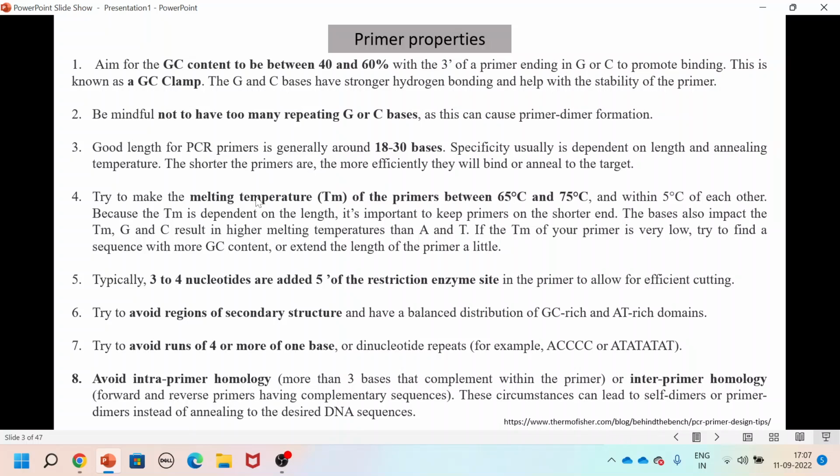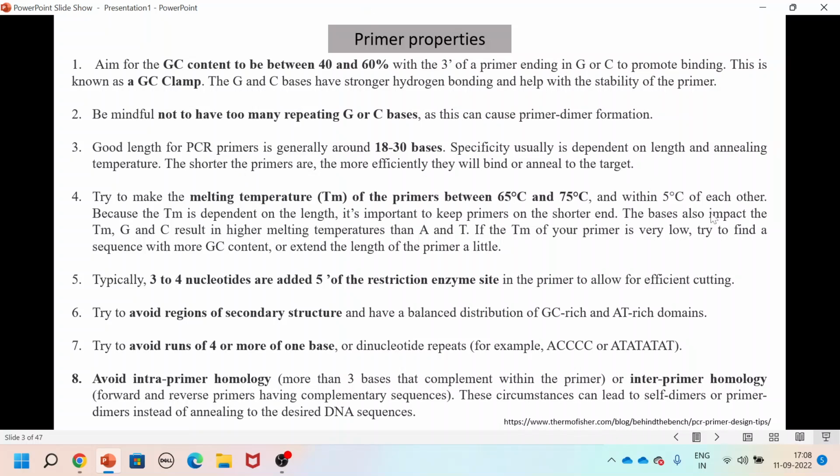The next point is very important. We should always try to make the melting temperature of the primers between 65 to 75 degrees centigrade and within 5 degrees of each other. By this I mean that if the forward primer is, let's say, 65 degrees, then the reverse primer should be within 5 degrees of that forward primer. This is because if there is a very large difference between the melting temperatures of the primers, then there will be a problem in annealing.